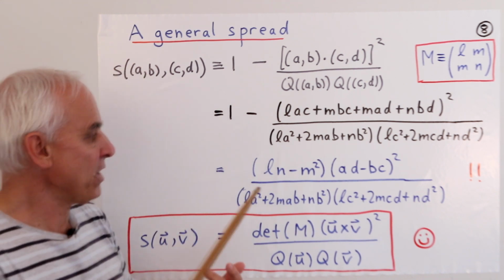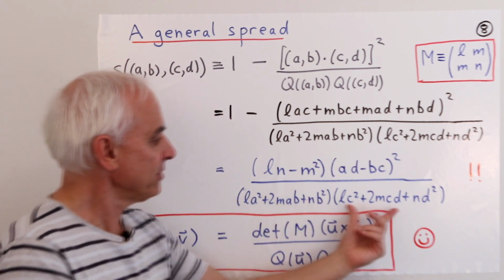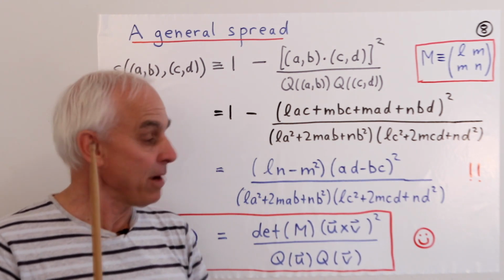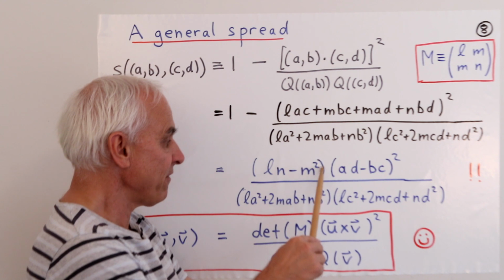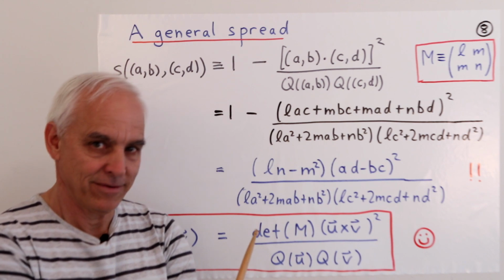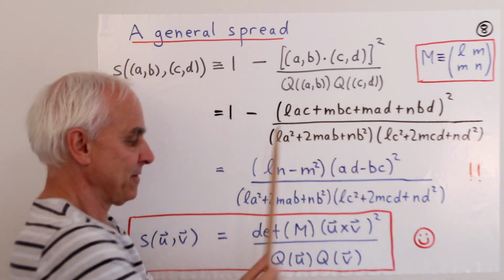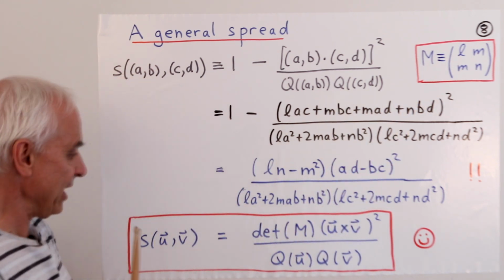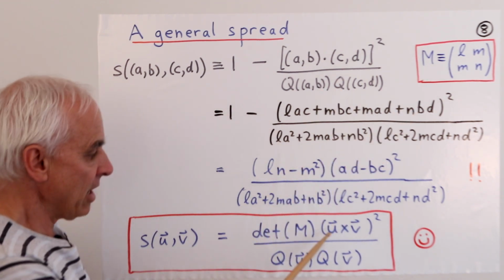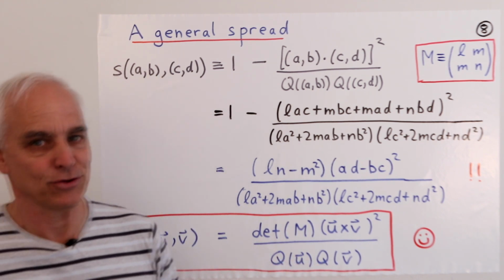We see exactly the same kind of thing as we've seen before. There's the cross product squared, and here on the bottom are the two quadrances that we had there. The only difference this time is this additional factor which appears: LN minus M squared. That, of course, is the determinant of this matrix. So we can rewrite this more succinctly as the spread between u and v is the determinant of M times the cross product squared divided by the product of the quadrances of the vectors.